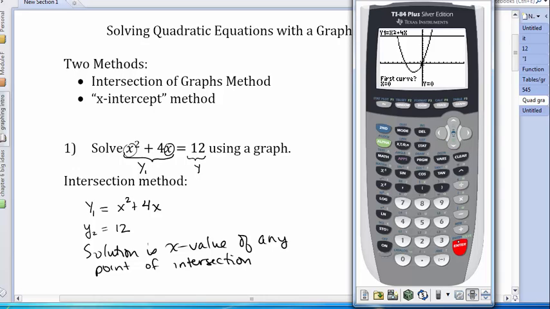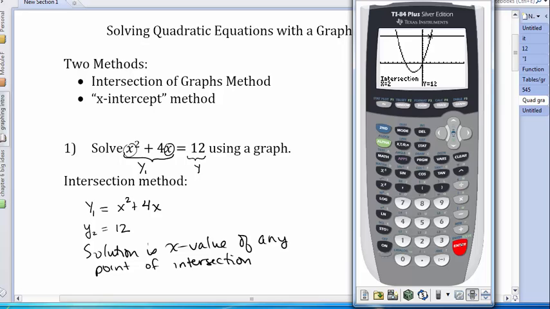It asks me three questions. The first one is, this curve that the cursor is blinking on, is that one of the intersecting curves? And you can look up in the left-hand corner and see that that is. So I'm going to press enter. The second one is, this horizontal line that the cursor is blinking on, is that the second curve? And again, if you check the equation up in the corner, you can say yes, it is. And then I press enter and then I give it a guess, which means move the cursor close to the point of intersection and press enter.